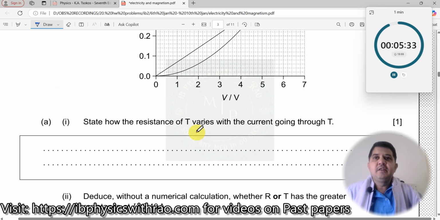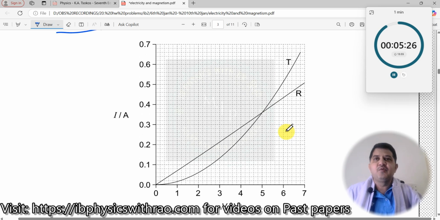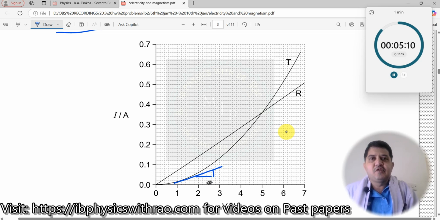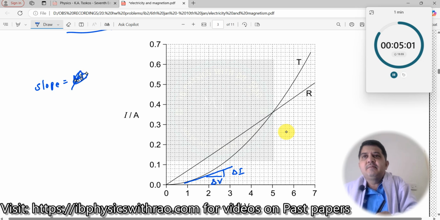Now let us understand how the resistance of T varies with the current going through T. When the current through T increases, what will happen to the resistance across T? Before going to resistance, first let us understand what the slope is in a given graph. This will be delta I, this will be delta V. So slope will be given by delta I divided by delta V.